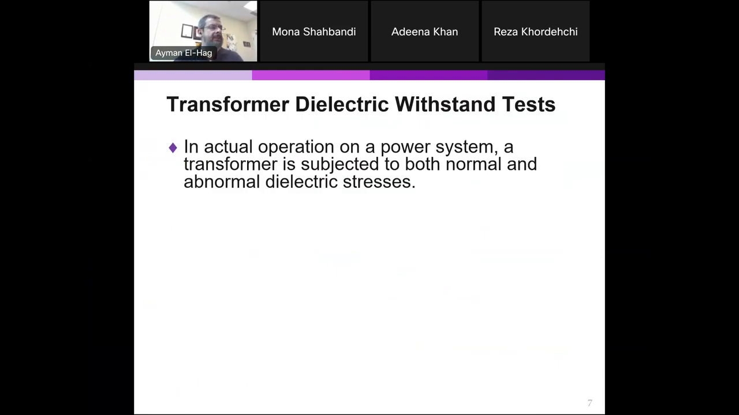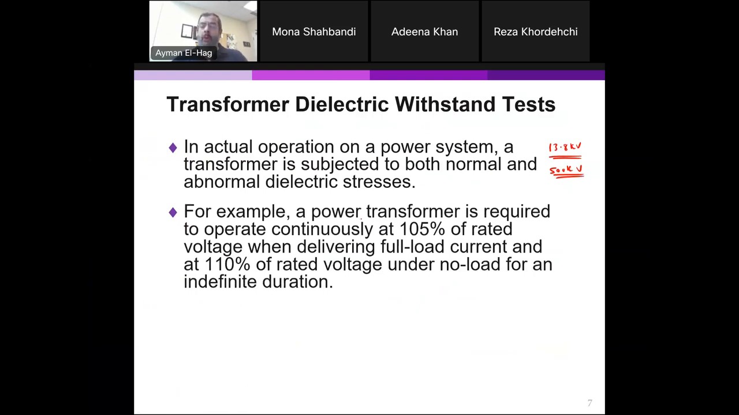Okay, now the transformers, as we know, are basically subjected to both normal and abnormal dielectric stress. For example, if you have a transformer that is 13.8 kilovolt or 500 kilovolt, you expect that as a normal type of load you can have up to 5% extra of those voltages. These are normal voltages. It can go up to 110 volt at no load conditions. As you know, whenever there is no load, the voltage increases between 5 to 10%, which is for the power frequency that is expected.